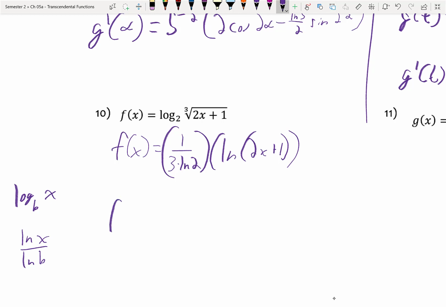Okay, f prime of x equals, what's the chain rule derivative of the inside of here? 2. So I'm going to write this as 2 over 3 ln of 2 times 1 over 2x plus 1. And I would just leave it like that. That looks plenty pretty enough.